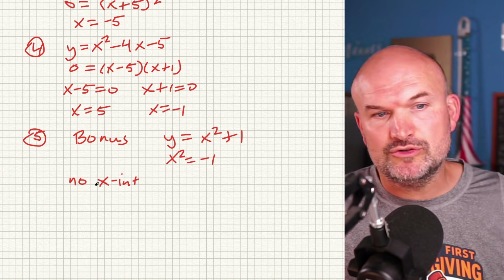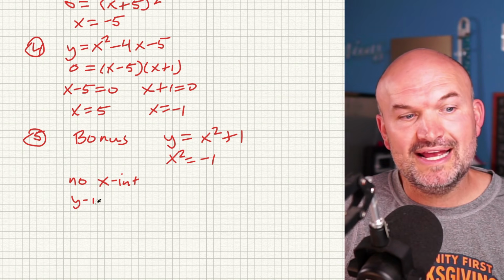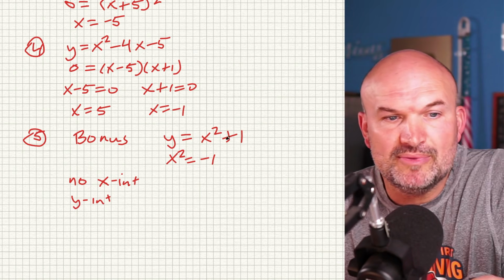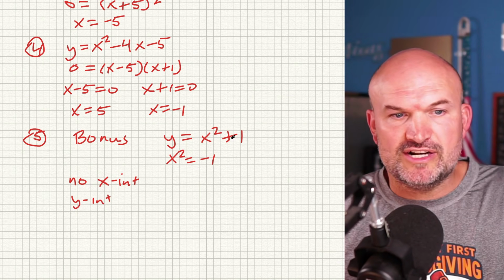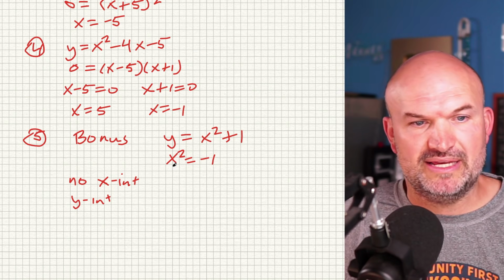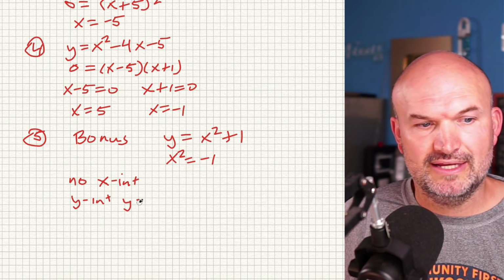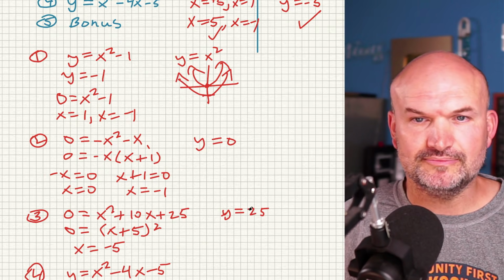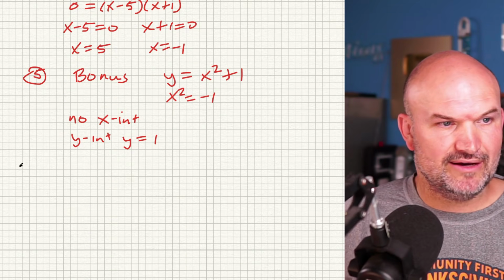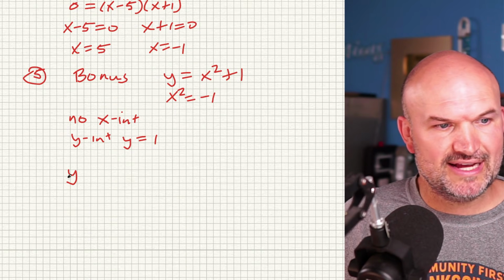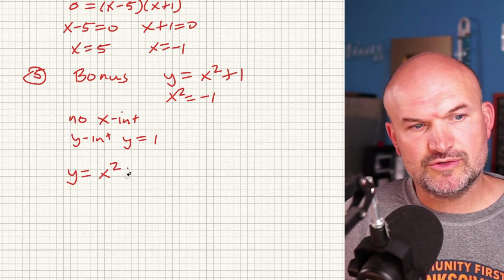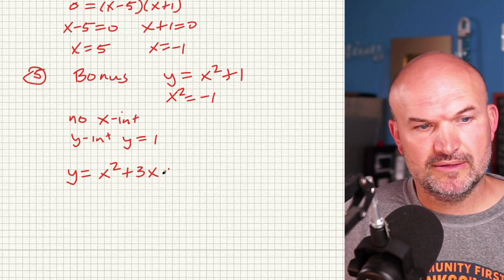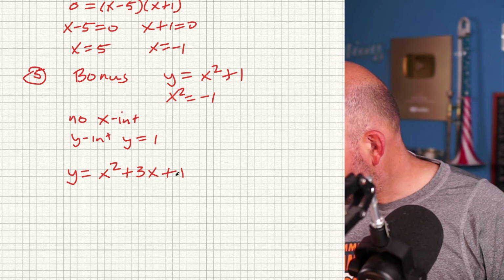Okay, this is not going to cross the x-axis, but my y-intercept is simply, if you remember going back to vertical transformations, going to be a +1. So y is equal to +1. Now, the other one that we have is, what about if I had y equals x squared plus 3x plus 1? Was this the one I had?